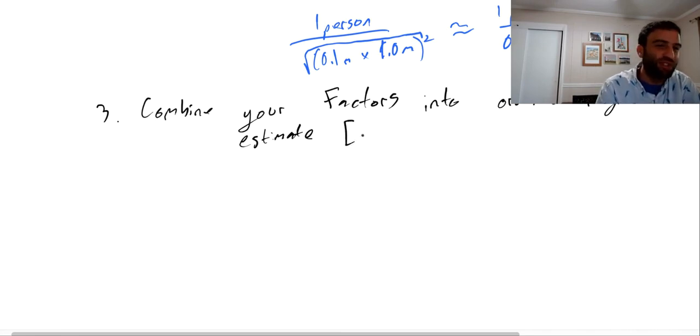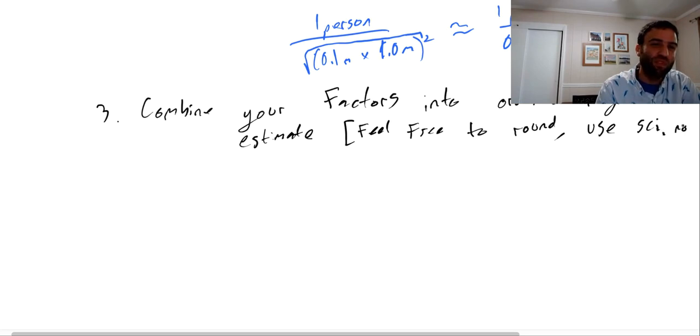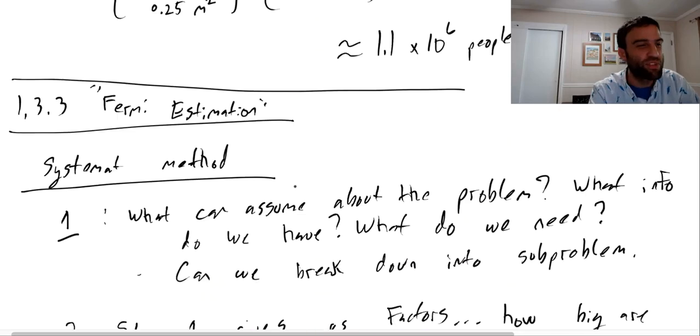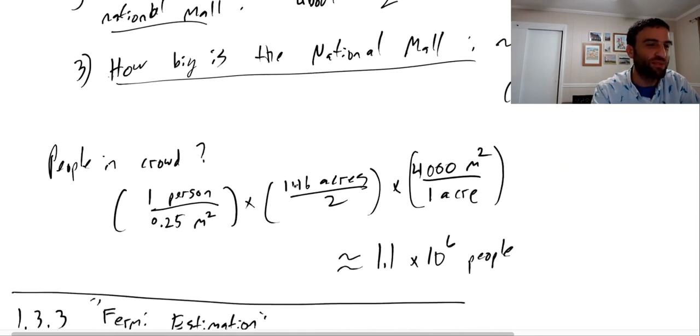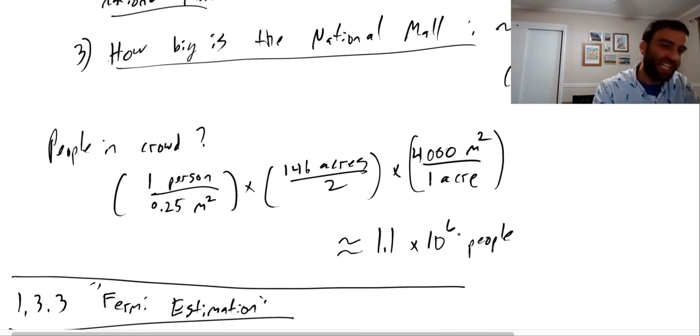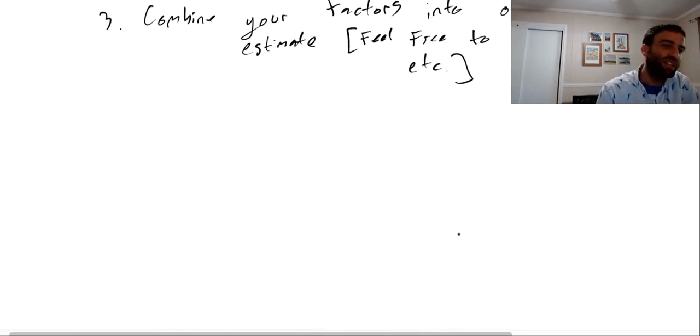Okay, and you should feel free to round. Feel free to round. Use scientific notation, etc. And this step was trivial up here. I estimated those 3 factors, I multiplied them together, and I got some number. Okay? So that's step 3.